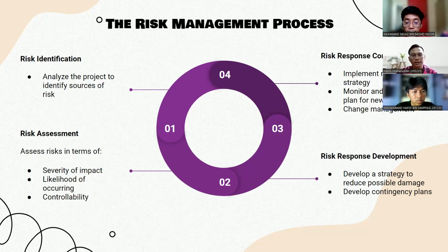The last step, control, involves executing the risk response strategy, monitoring future events, starting the contingency plan, and watching for new risks. Besides, establishing a change management system to deal with specific problems that require formal changes. Next slide.